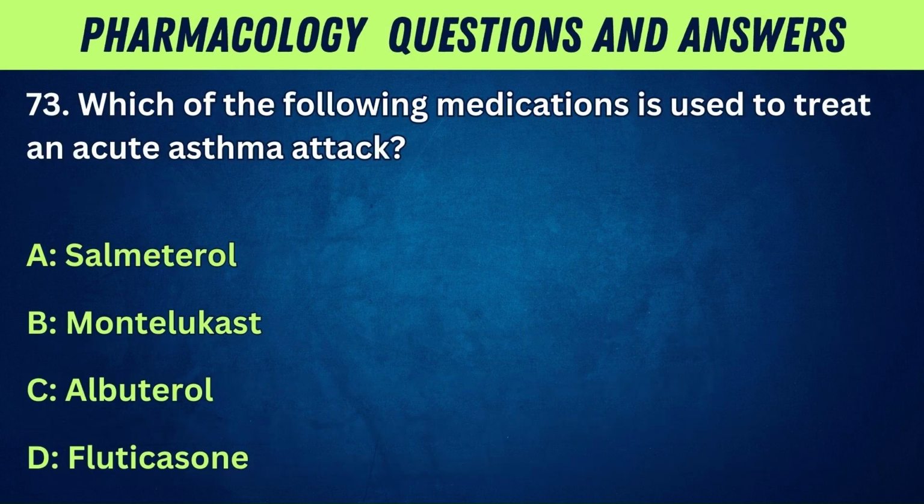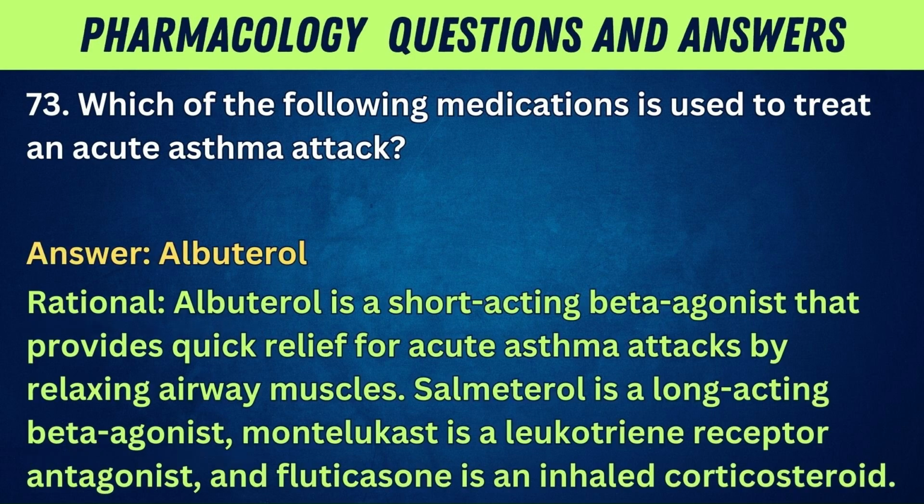73. Which of the following medications is used to treat an acute asthma attack? A. Salmeterol. B. Montelukast. C. Albuterol. D. Fluticasone. Answer: Albuterol. Rationale: Albuterol is a short-acting beta agonist that provides quick relief for acute asthma attacks by relaxing airway muscles. Salmeterol is a long-acting beta agonist, Montelukast is a leukotriene receptor antagonist, and fluticasone is an inhaled corticosteroid.